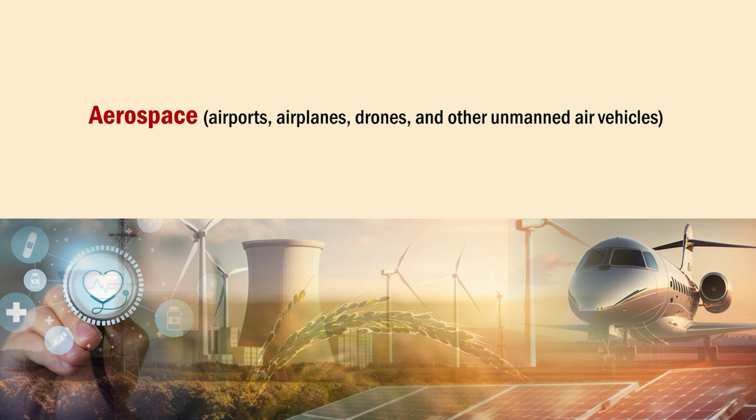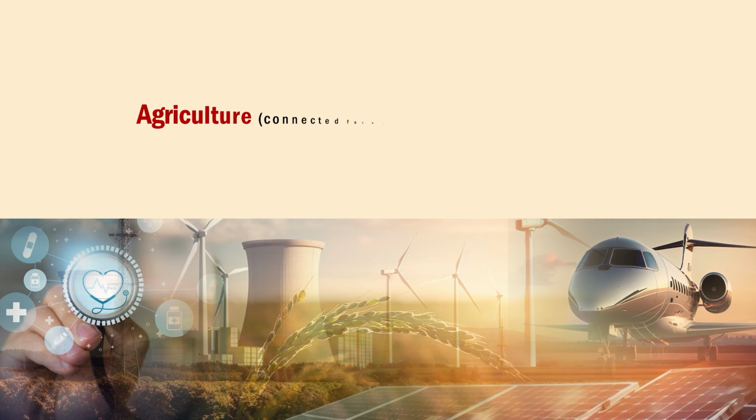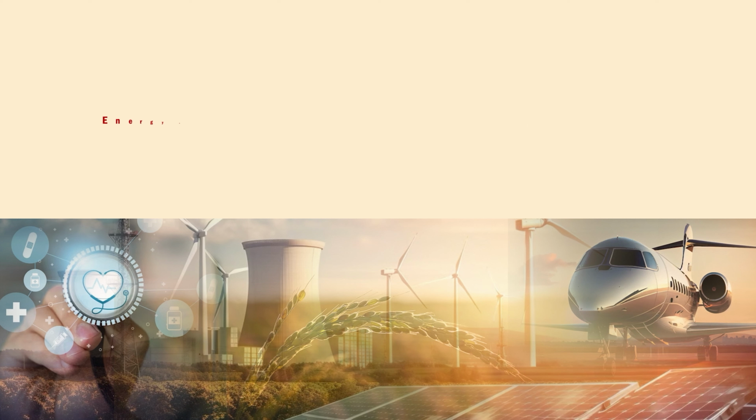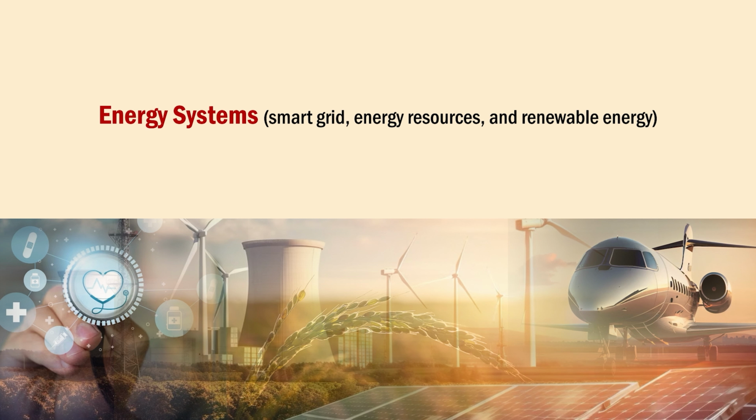In airports, airplanes, drones and other unmanned air vehicles, this IIoT can be applied. The second sector which can have a business case is the agriculture sector: connected farms, livestock, machines, vehicles which are used in the agricultural fields and other processes. And the automotive sector, that is the connected semi-autonomous or autonomous vehicles, is the third business case that we can visualize. In the energy sector also they have IIoT applications, that is the smart grid, energy resources and renewable energy.